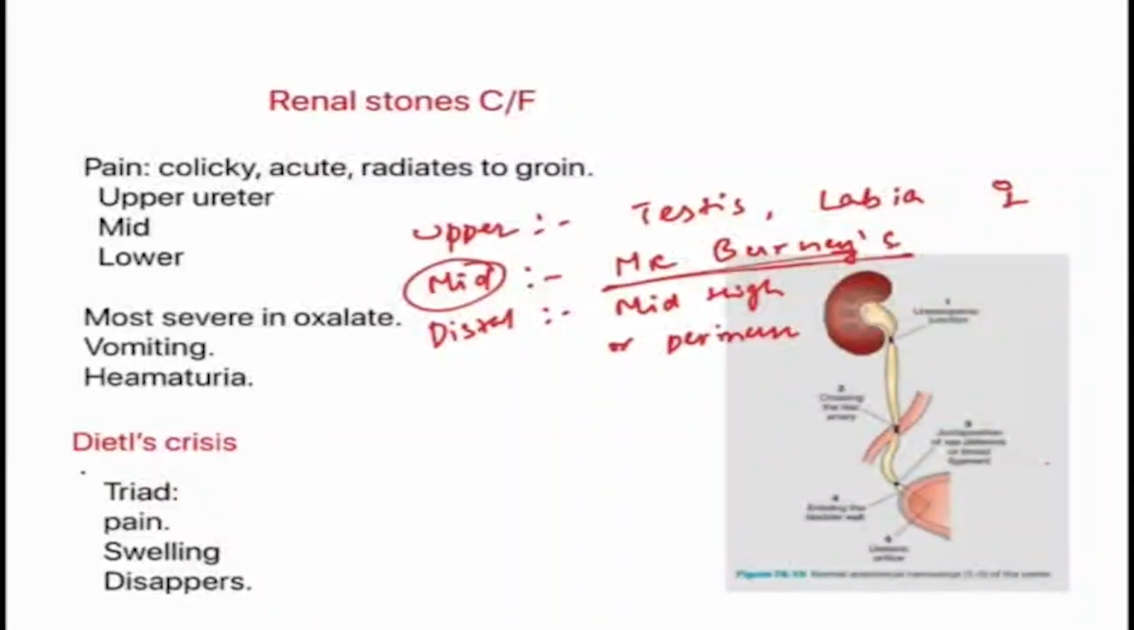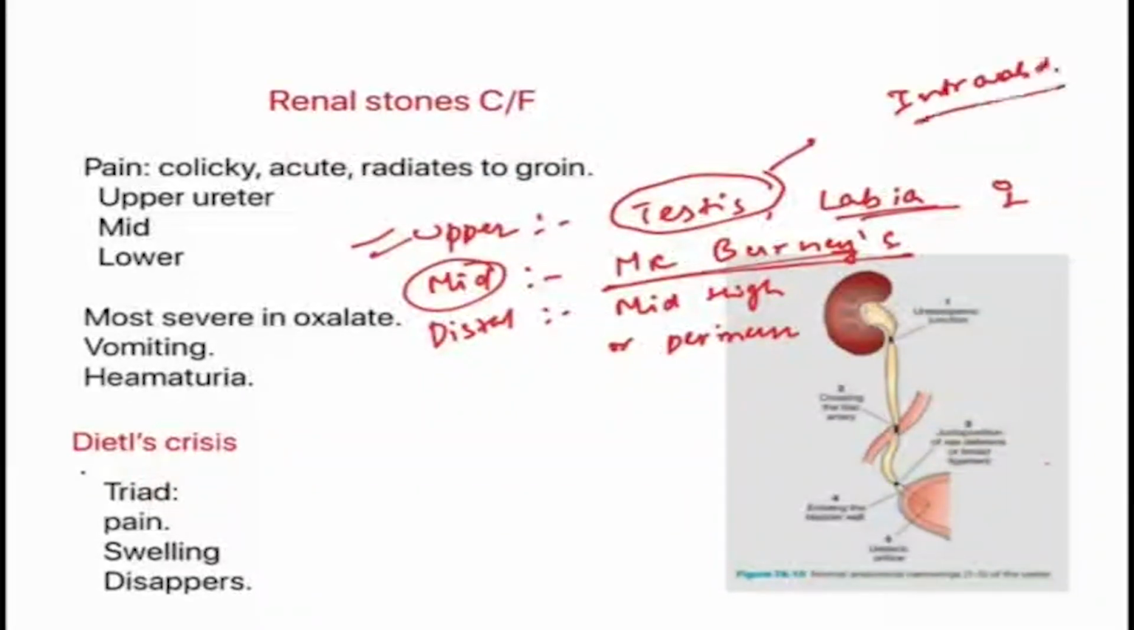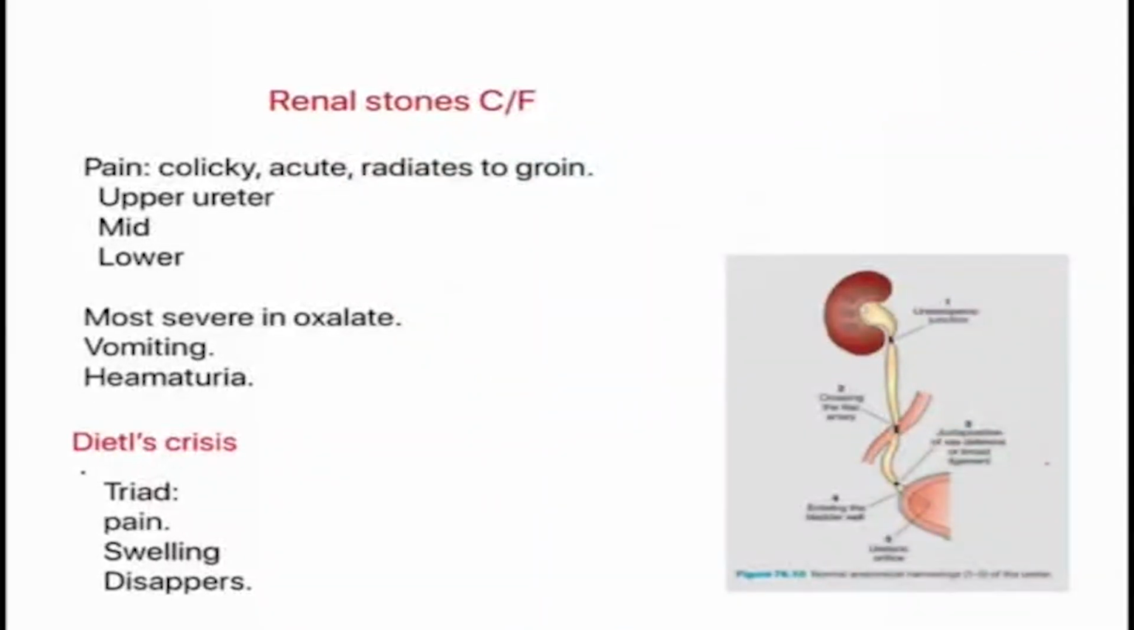So mid is McBurney point like appendicitis, upper is at testis, and labia. We can remember that testis was an intra-abdominal organ. So the pain of the upper ureter is radiated to the testis, and of the distal ureter to the mid thigh or perineum. Pain of ureteric calculi is most severe in oxalate stones. This is because of multiple spicule-like projections in the oxalate stone, which is very painful.